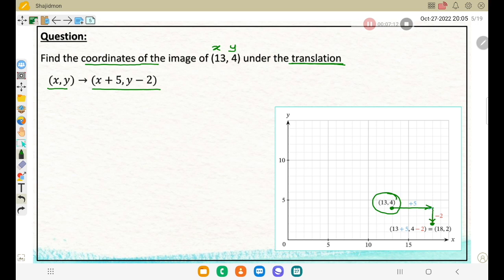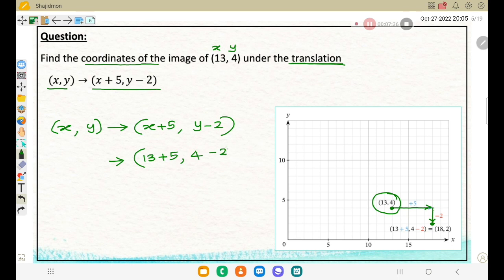So it is simple, we can do the translation as already given. See, (x, y) goes to, what is the translation we need to do? (x plus 5, y minus 2), correct? So what is the x value here? The x value is 13. So 13 plus 5, in the x direction we are moving 5, and in the y direction we are moving minus 2. What is the y value here? The y value is 4. So 4 minus 2, correct? x and y are given in the question. So what is 13 plus 5?